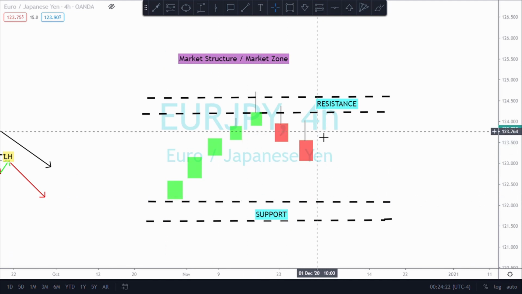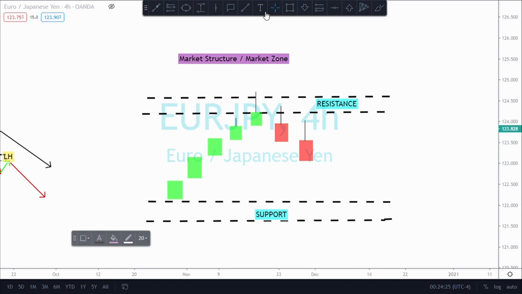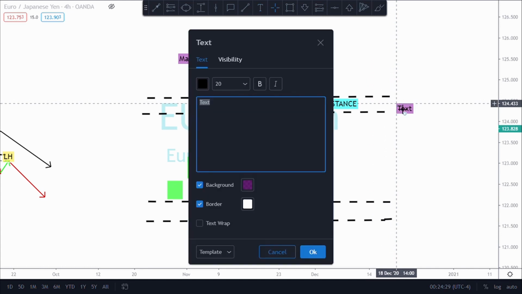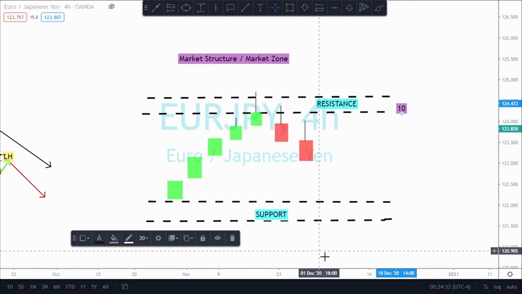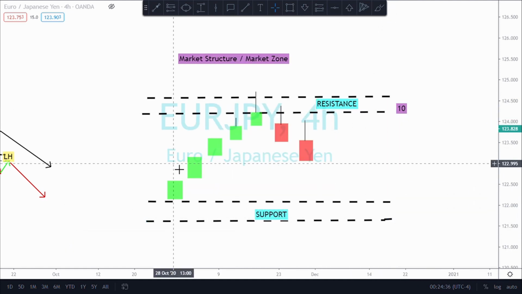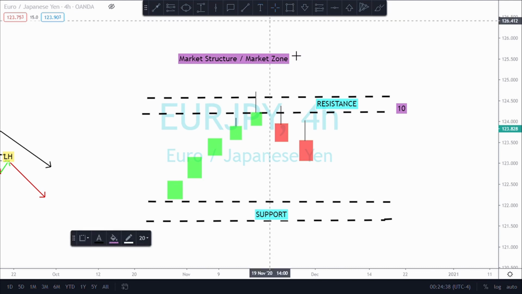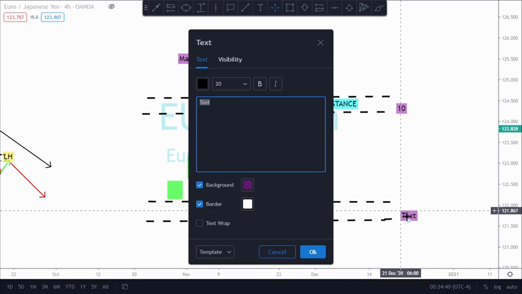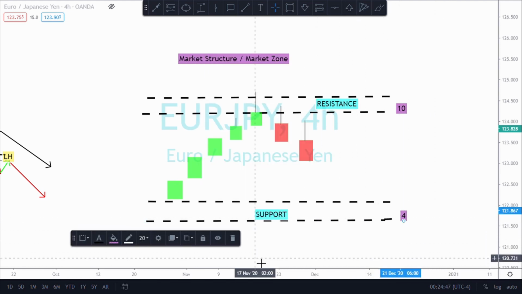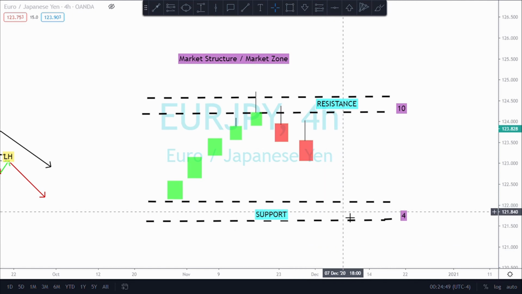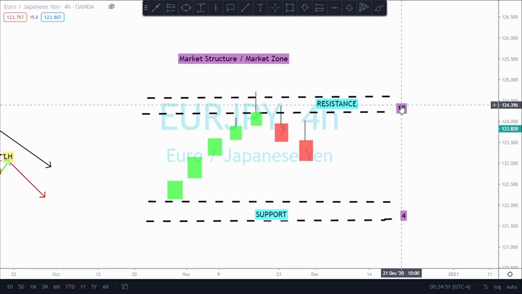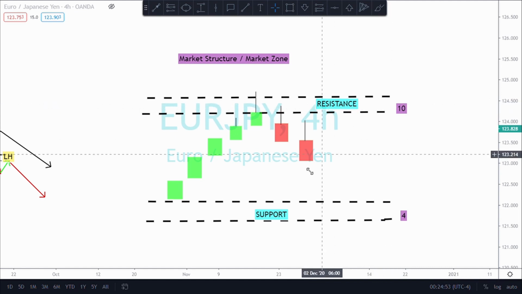So say right here the high part was 10, and right here was 4. Price decides, alright, I am not going any lower than 4, but I am still not going any higher than 10.